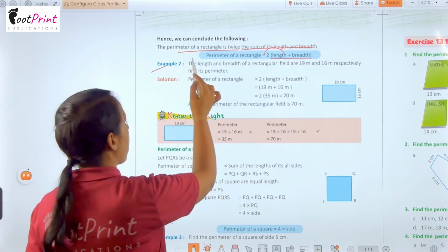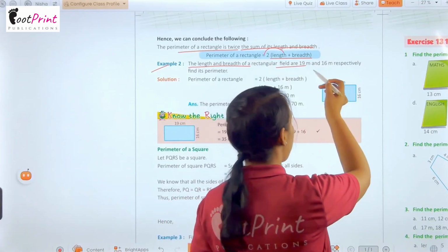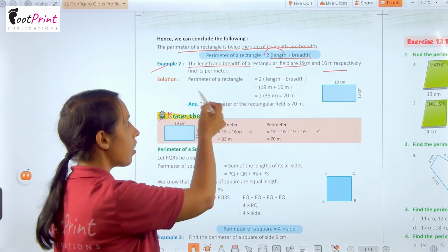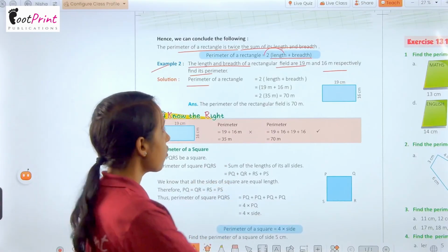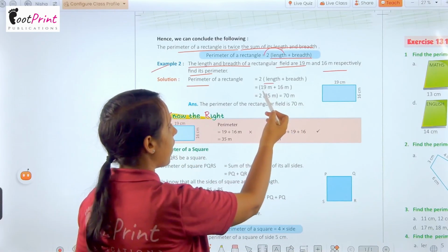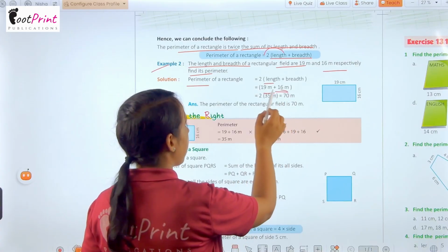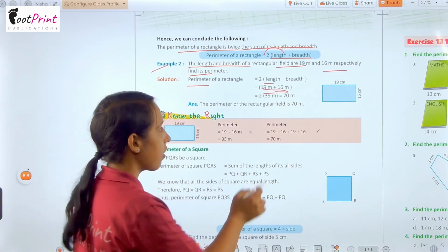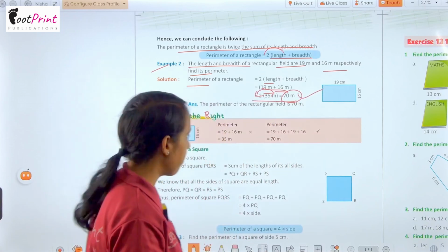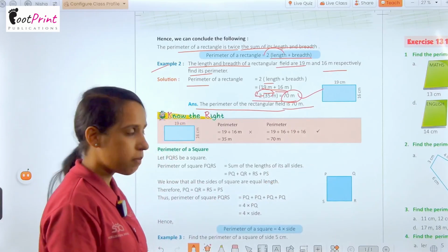Example number 2. The length and breadth of a rectangular field are 19 meter and 16 meter respectively, and we have to find out its perimeter. We know that perimeter of rectangle is 2 bracket length plus breadth bracket close. So length is 19 meter and breadth is 16 meter, and after adding that we get here 35 and we have to double it, and after twice it will become 70 meter. So the perimeter of the rectangle field is 70 meter.